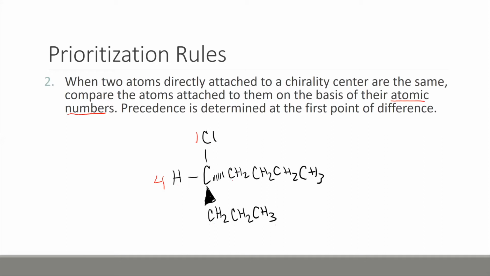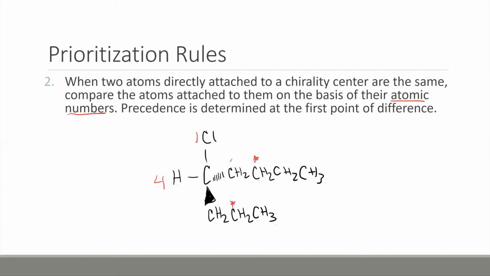Well, this carbon here is attached to 2 hydrogens and another carbon. And this carbon is attached to 2 hydrogens and another carbon. So there's no point of difference yet. So we're going to move on to the next point along the chain. This carbon here and this carbon here.